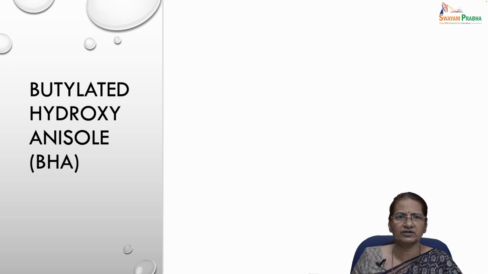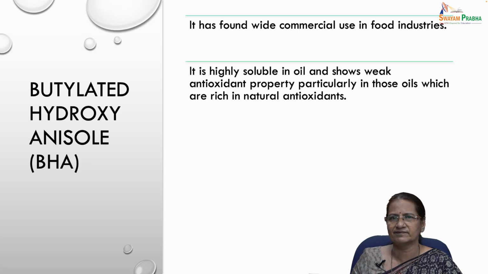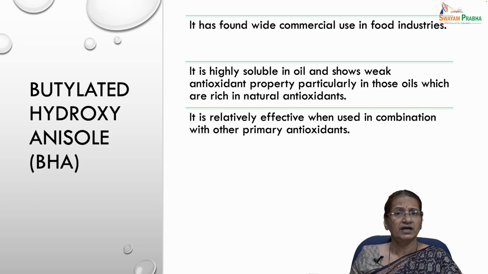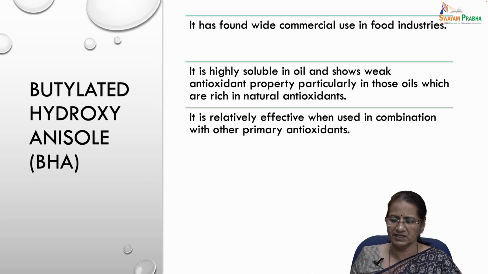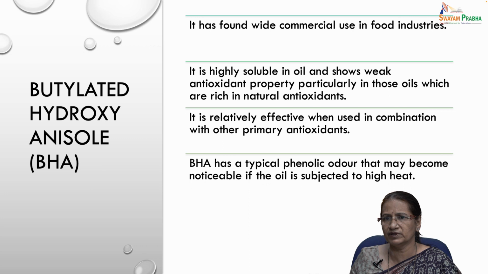Now, butylated hydroxyanisole or BHA. It has found wide commercial use in food industries. It is highly soluble in oil and shows weak antioxidant property, particularly in those oils which are rich in natural antioxidants. It is relatively effective when used in combination with other primary antioxidants. BHA has a typical phenolic odor that may become noticeable if the oil is subjected to high heat.